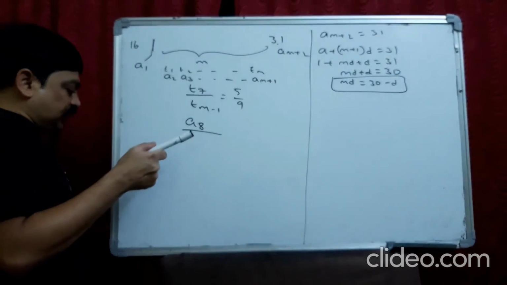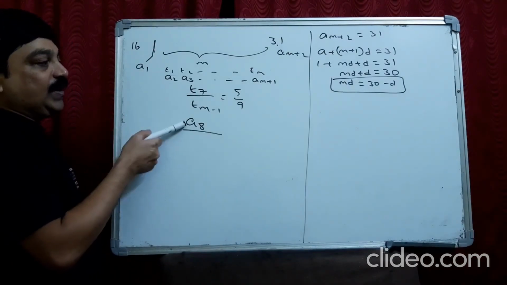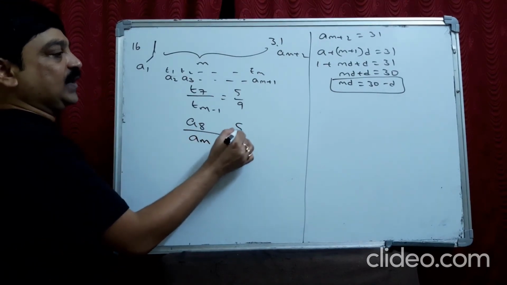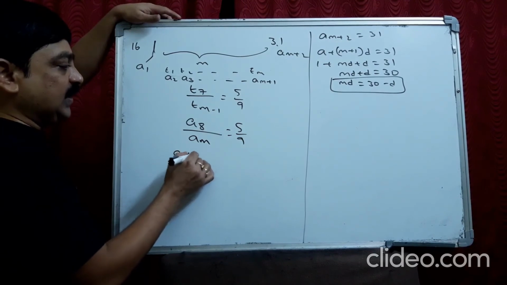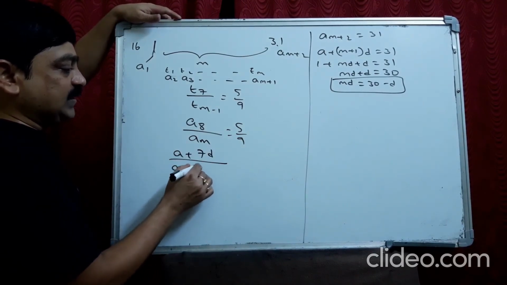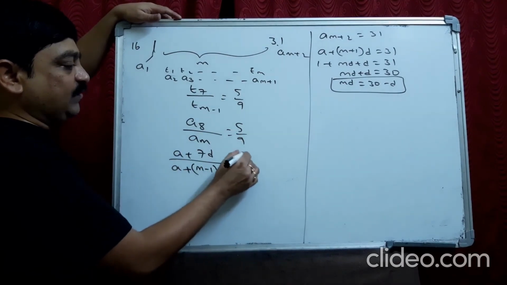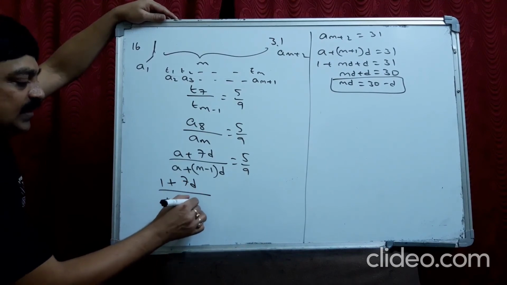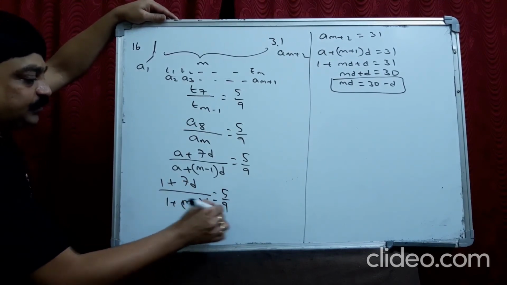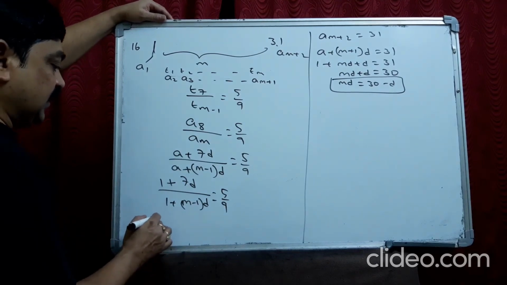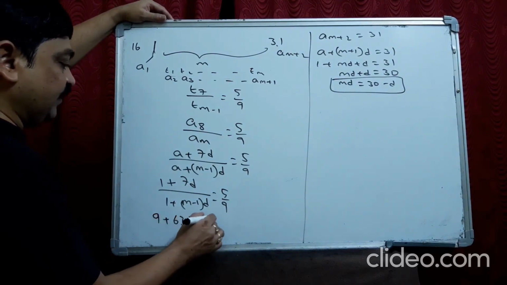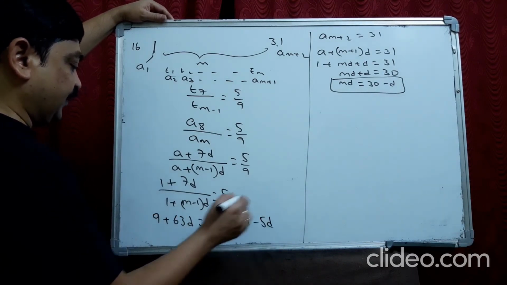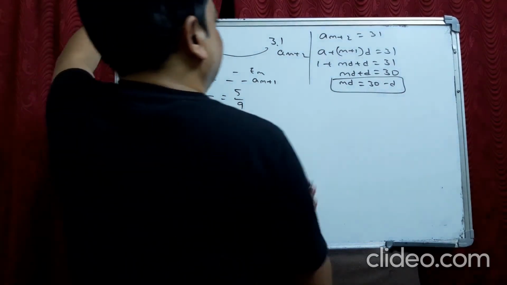Now when they give 7th term by (m-1) term, it will be the 8th term from the starting, and m minus 1 means the (m-1)th term from the starting, 5 by 9. What is A8? A plus 7d, and this will be a plus (m-1) into d is 5 by 9. So a means 1: 1 plus 7d over 1 plus (m-1) into d is 5 by 9. Cross multiply, it becomes 9 plus 63d equals 5 plus 5md minus 5d. So let us replace the md value here.